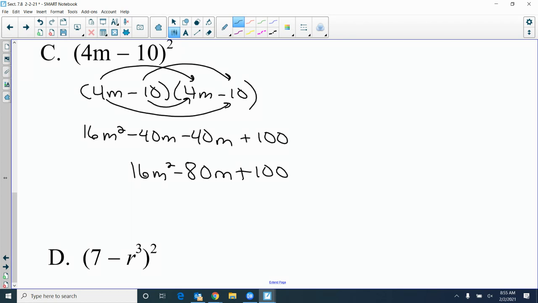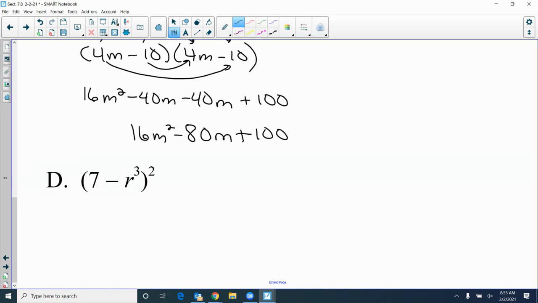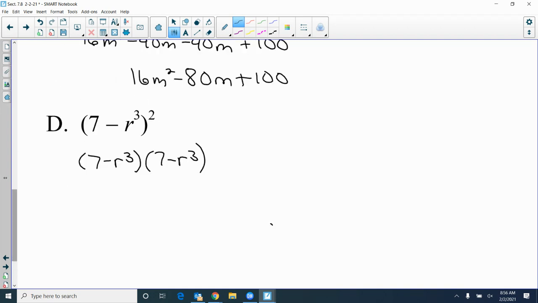Now, you got to be careful here on this last one. You do want to write this as 7 minus r to the third times 7 minus r to the third. We just have like an r or an x or a y. Now we got an r cubed. We still got to follow our rules from earlier in the chapter. I multiply 7 times 7, well, that's just 49. Multiply 7 times negative r cubed. The only thing you can do is make that as minus 7r to the third. Same thing on negative r cubed times 7. It's minus 7r cubed.